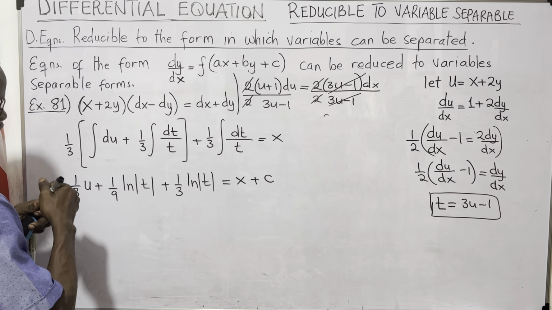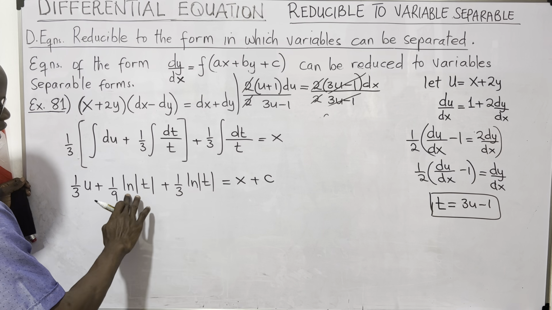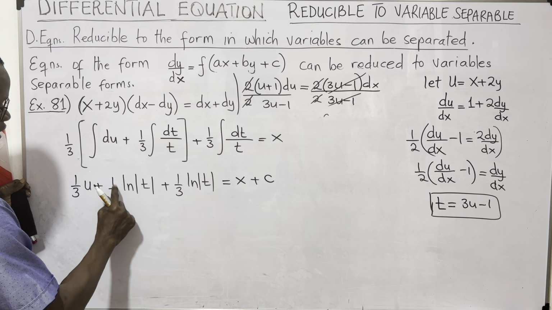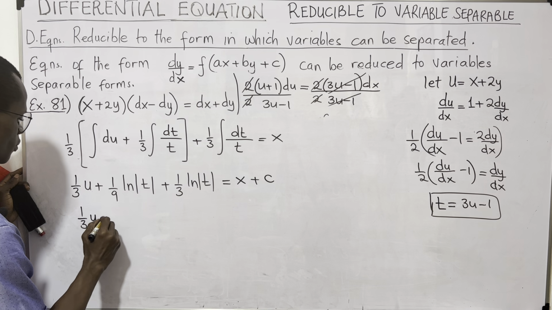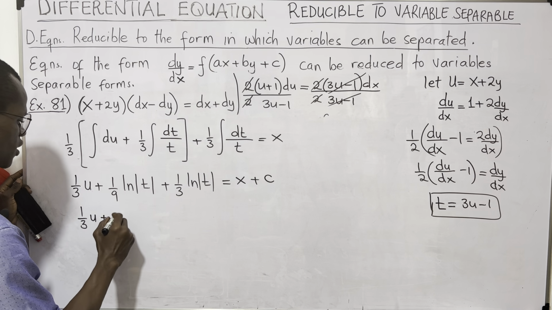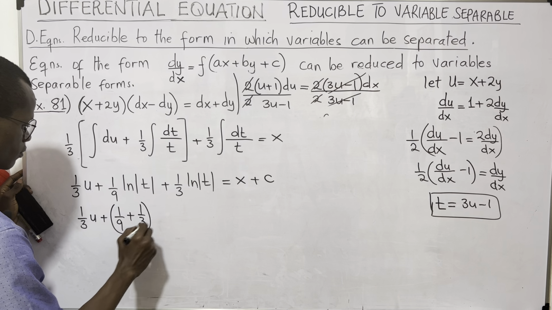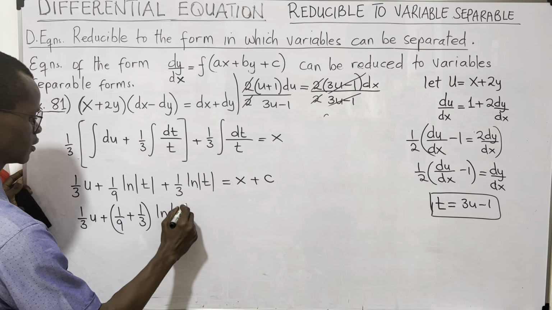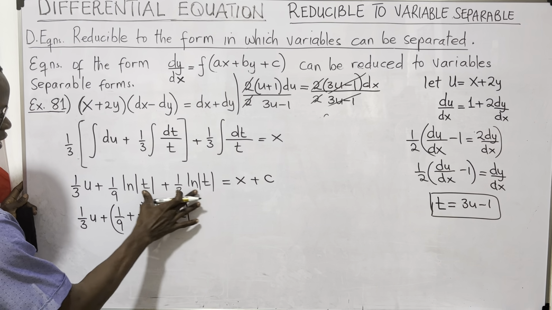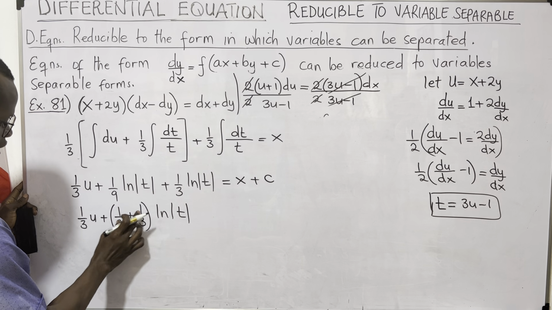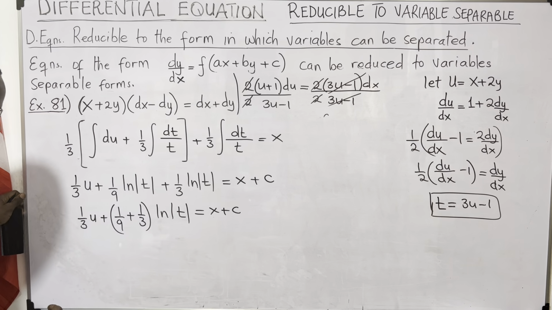Even if we want to consider, now this and this are the same, right? ln of t, ln of t. So we can just add their coefficients. So we have 1 over 3 u plus, we add their coefficients, 1 over 9 plus 1 over 3, the ln of t. Or for short, since ln of t, ln of t are the same, we just factor it out and then we can add these numbers. All equals x plus some arbitrary constant c.